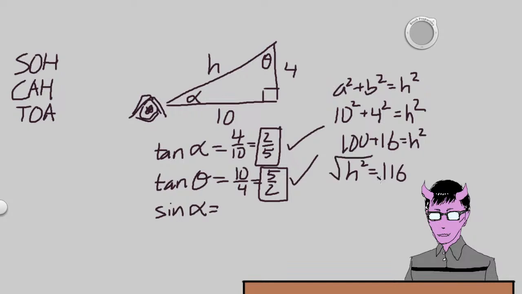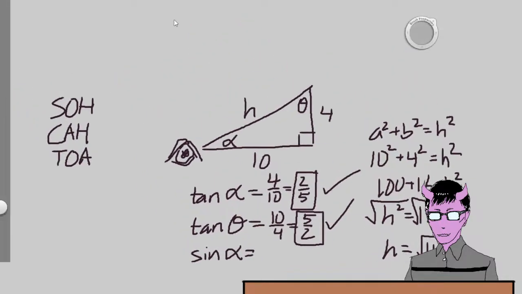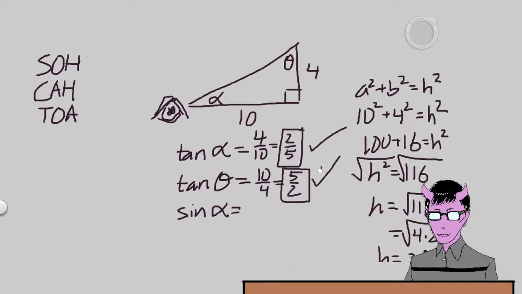Take the square root of both sides. H is equal to, we're going to drop the negative value and keep only the positive, so positive root 116. Is it simplifiable? I don't remember. Oh, yes, it is. 116 is going to be 4 times what? 29? Yeah, so there it is. We can therefore simplify this a little bit, so it becomes 2 root 29. There we go. So we can replace this h with 2 times root 29.